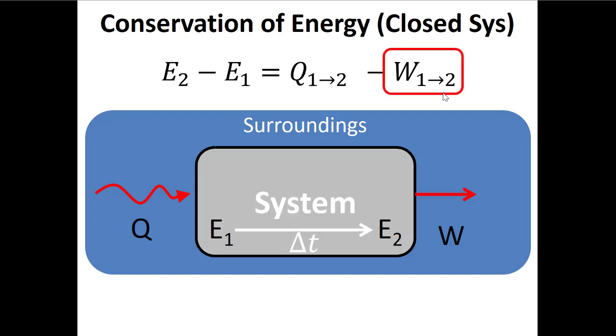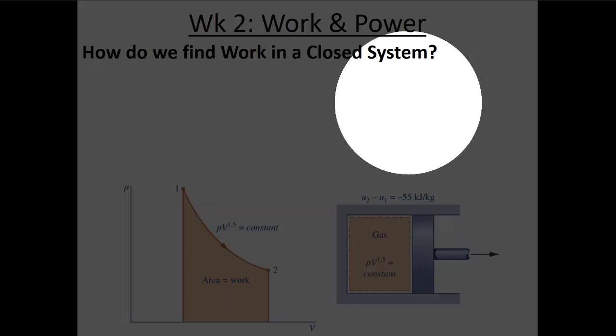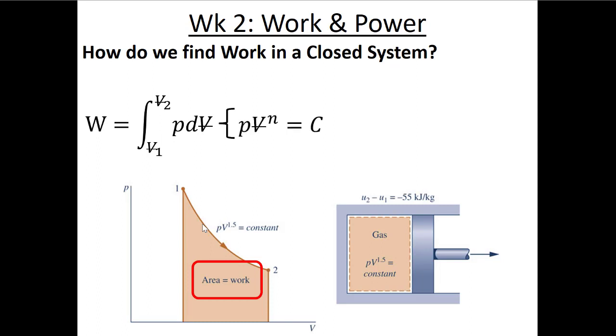So we know how to find work because we have this PV diagram, right? So work is the integral of P dV, and we showed why that is, right? We showed how that gives us a force times the distance, which is work, right? So the equation that we will use for work in this class for closed systems is work is the integral of P dV from the volume at state 1 to the volume at state 2.